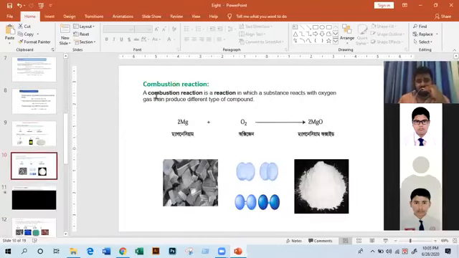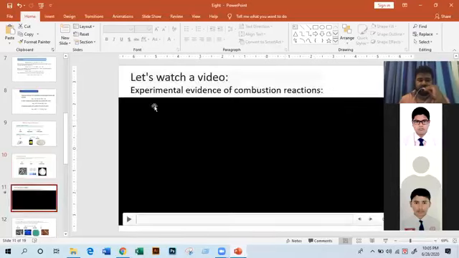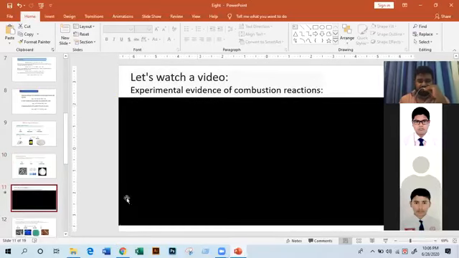Combustion reaction. A combustion reaction is a reaction in which a substance reacts with oxygen, the gas, then produces different types of compounds. Here, magnesium and oxygen react with each other, then produce magnesium oxide. This is different from oxygen and magnesium. Okay. Experience, yes, of combustion reaction.